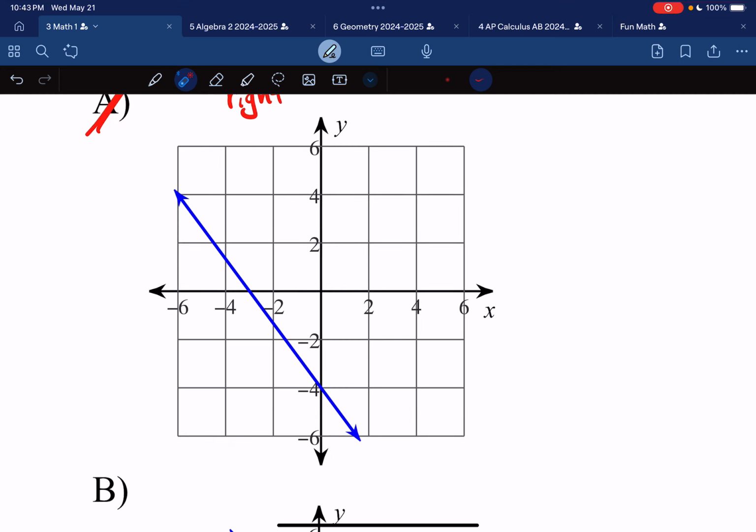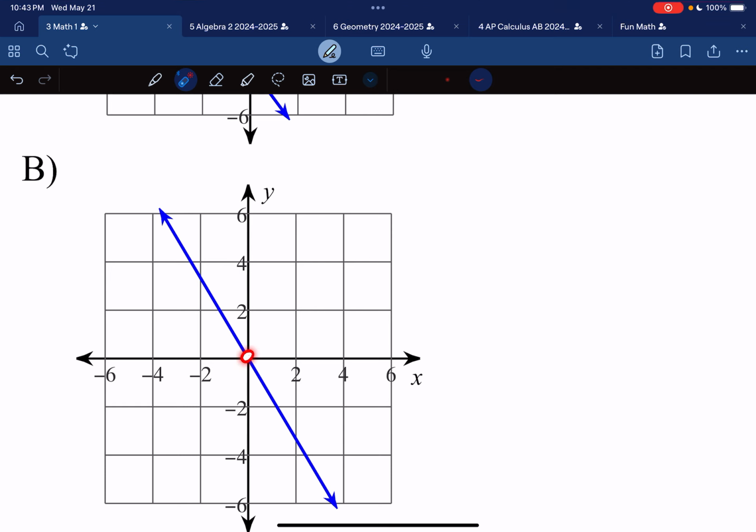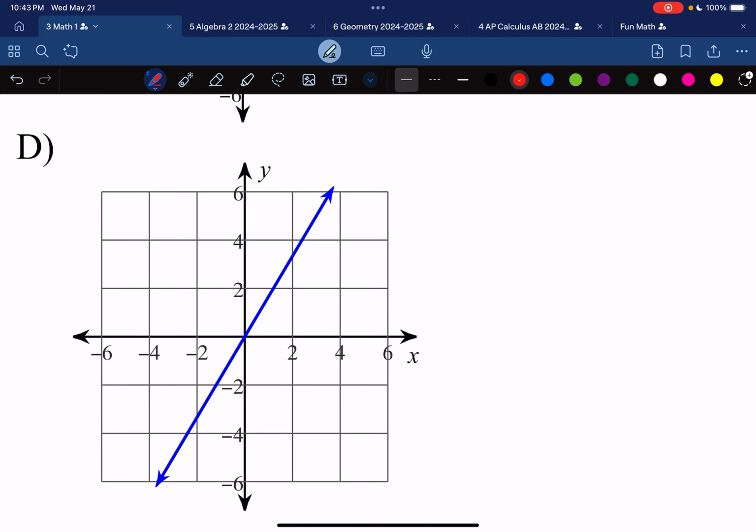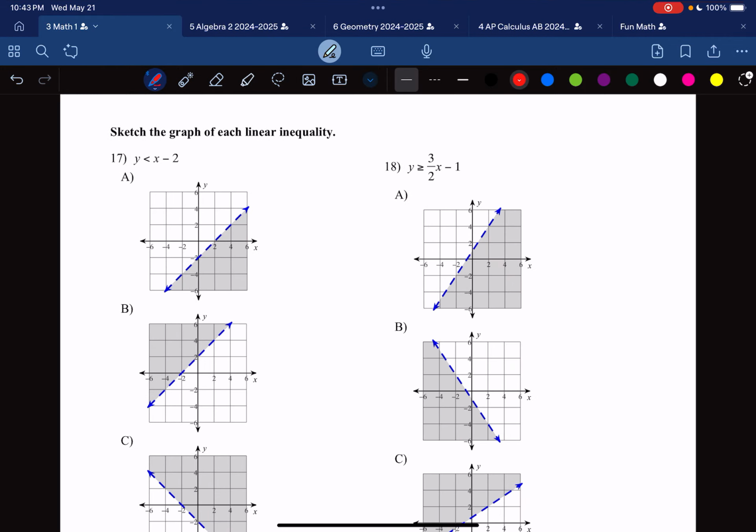Let's check. From 0, oh, that's out of the running. From 0, I go 5 up, 3 right. Okay, that wasn't there. It's not B. I should be going from 0, I should go 5 up, 3 right. C is eliminated. From D, I should be going 5 up, 3 right. And indeed, D is the answer. Moving on to number 17.